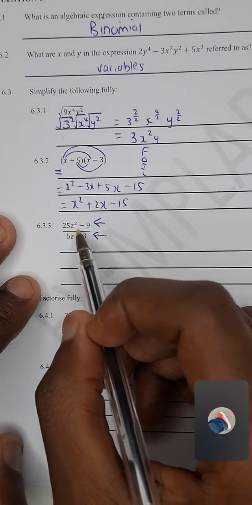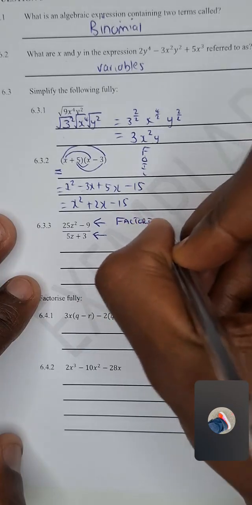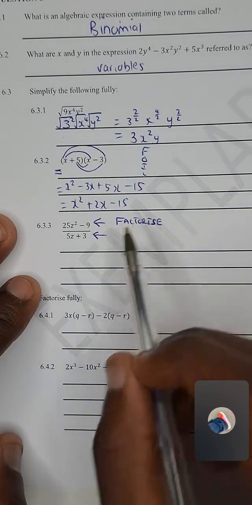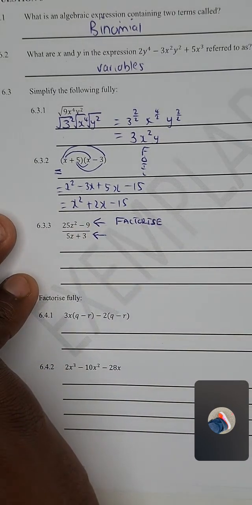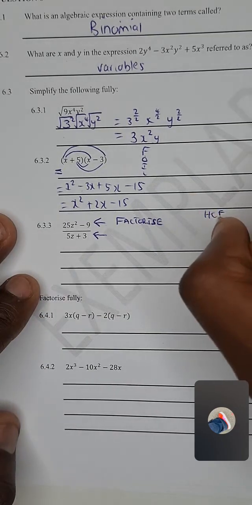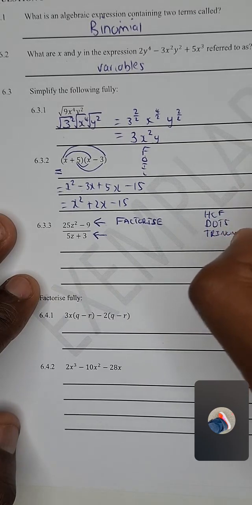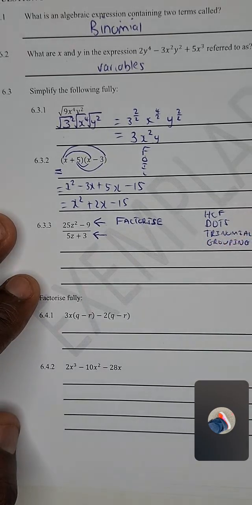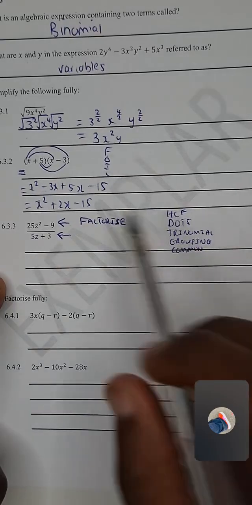The 25z squared minus 9 must be at the top. What can you do? You can factorize. What type of factorization can you see in the numerator? You have highest common factor. You have difference of two squares. You have your trinomial factorization. You have your grouping. You have your common bracket. So which one is this one?